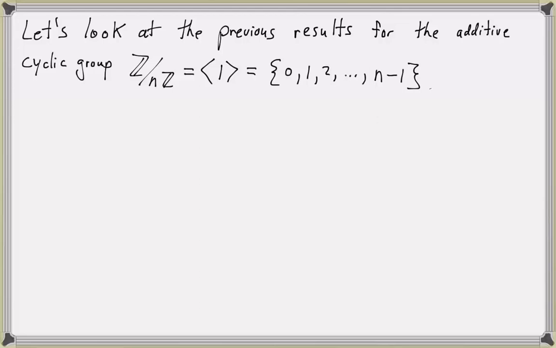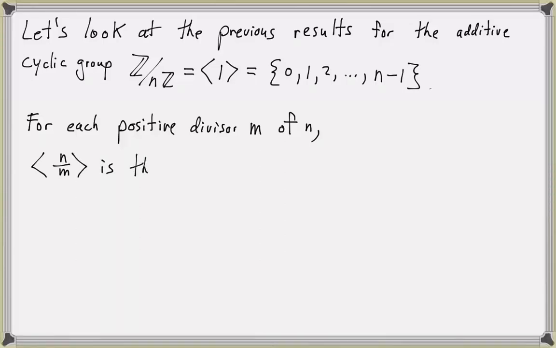So you'd add any two integers and reduce mod n. So things look a little different when we write them additively, but the main results of this lesson so far tell us that for each positive divisor m of n, the subgroup generated by the integer n over m is the unique subgroup of the integers mod n with order m.